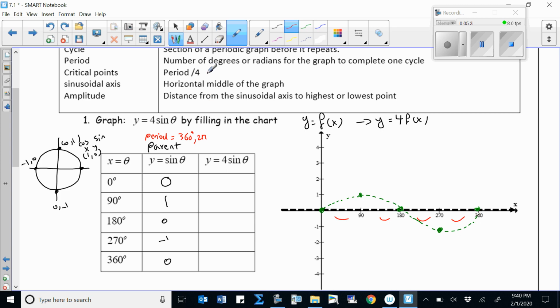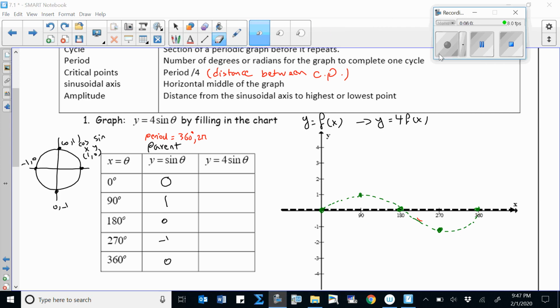Basically, when we divide the period by 4, we find the distance between critical points. I call that CP just to make it shorter, critical points. So when we divide period by 4, we find the distance between them. Like how many steps do we need to go from one critical point to reach the other one? The next keyword is sinusoidal axis. Sinusoidal axis is the horizontal middle of the graph.